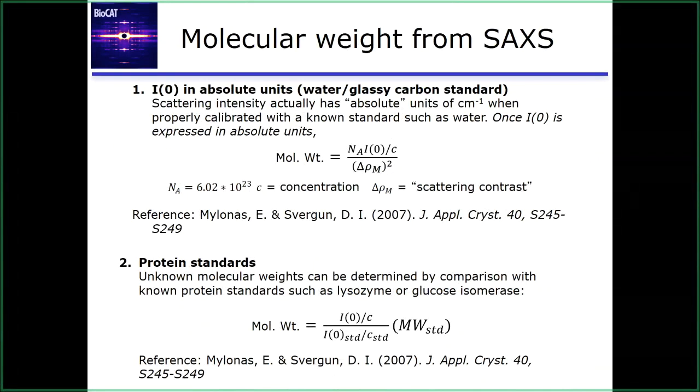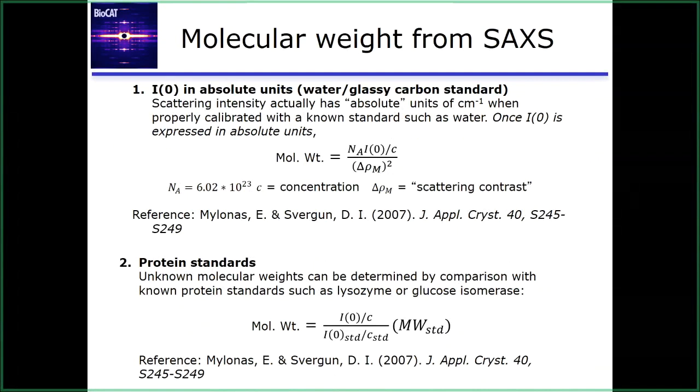The next way that we can do this is a relative comparison. We can measure a standard protein like lysozyme or glucose isomerase or something like that. Then if you know the I0 for that and the I0 for your own system and you know both concentrations, you take the ratio, multiply by the molecular weight of the standard, and in theory, out jumps the molecular weight of your protein, right? Because total scattering is just proportional to the molecular weight and the concentration. So we can ratio out the concentration and get just the molecular weight ratio.